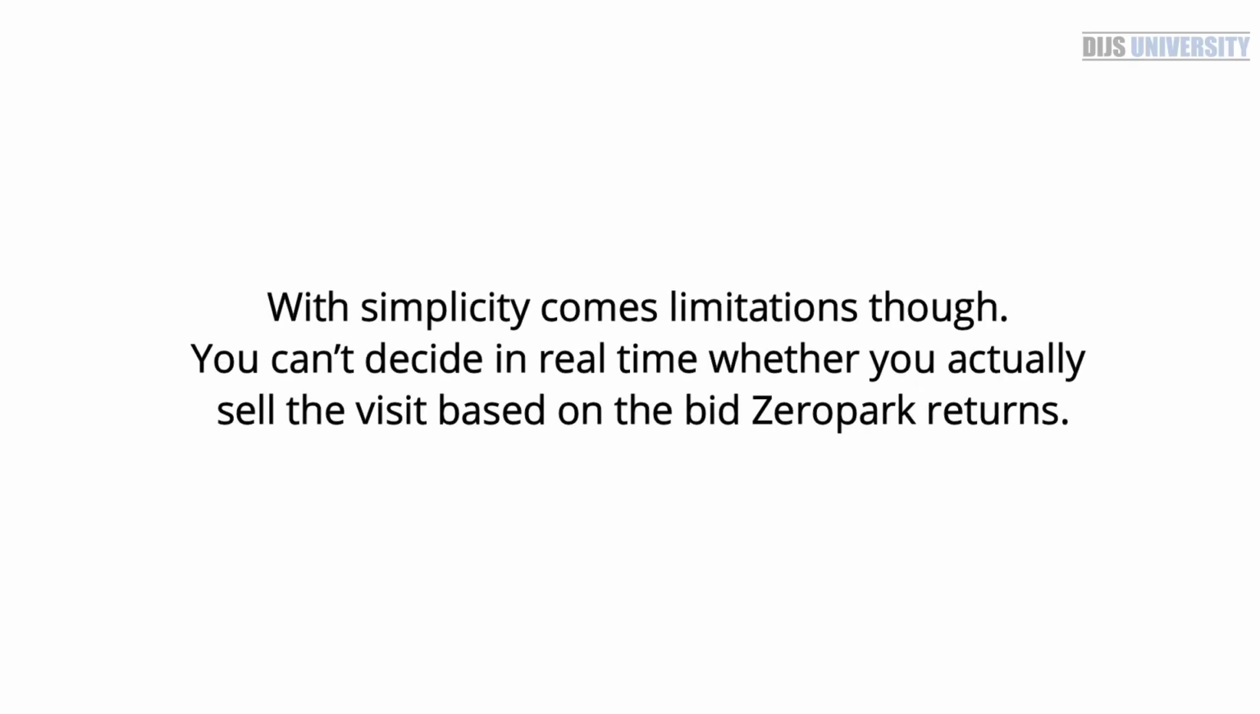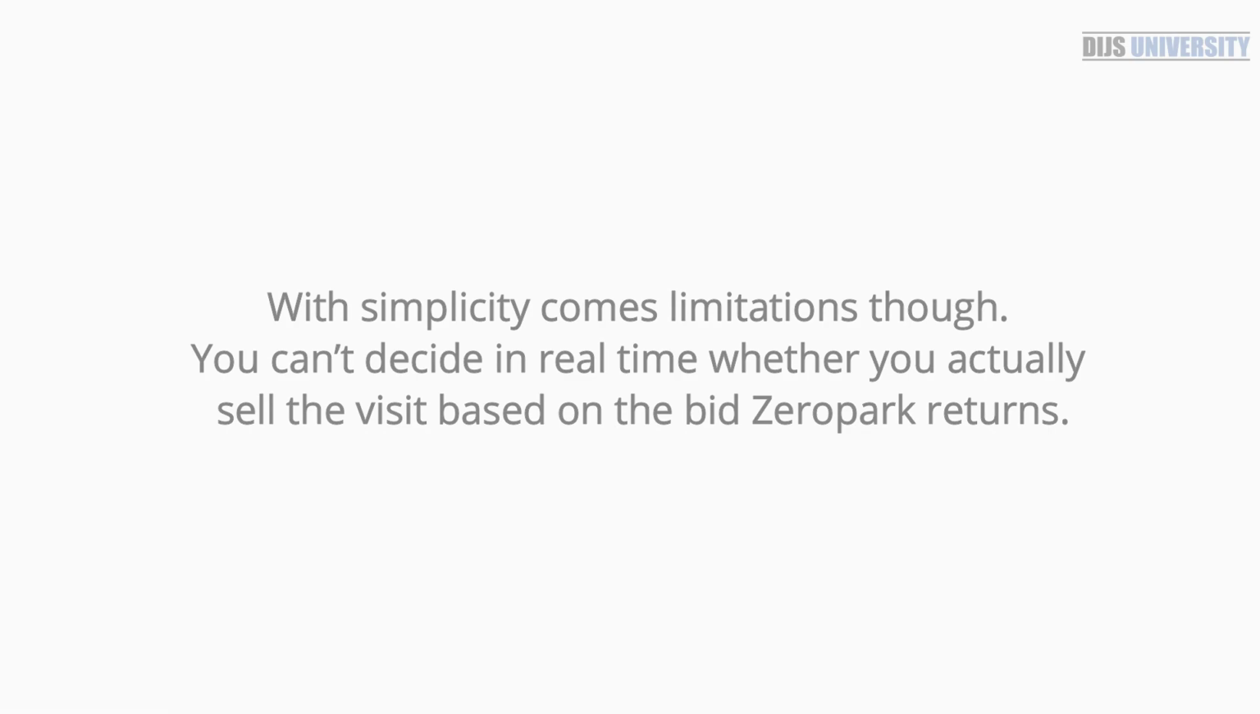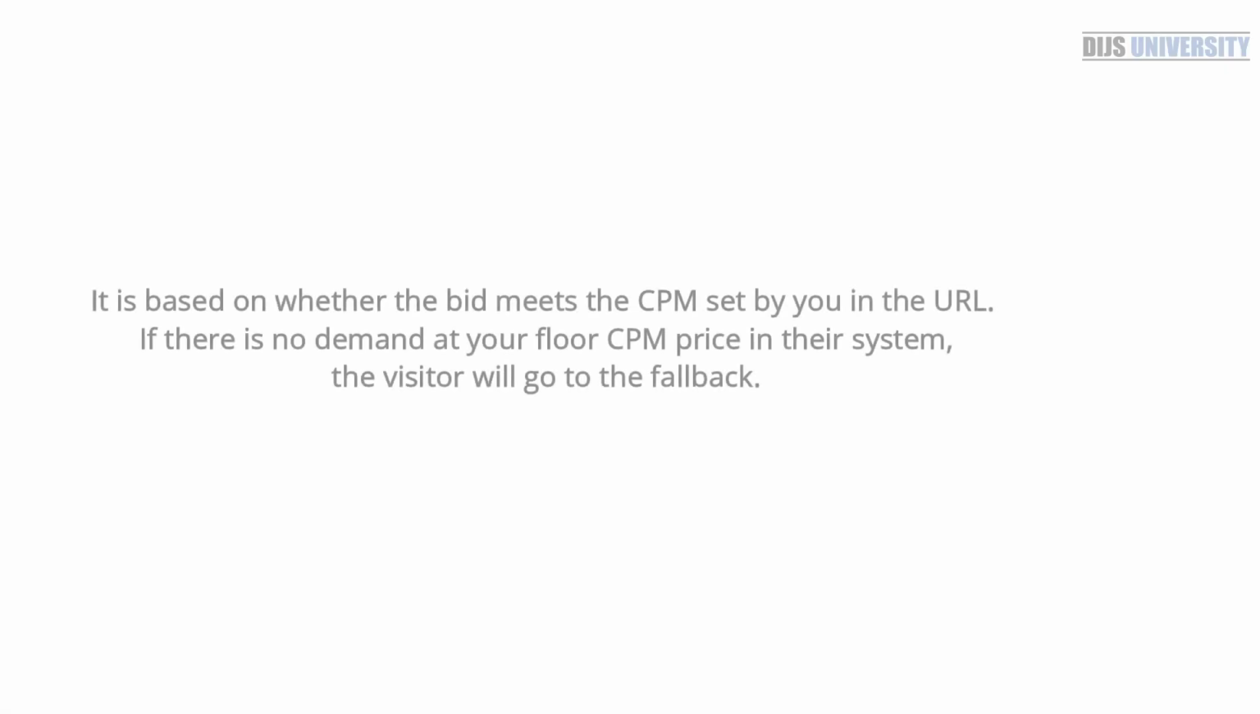So with simplicity comes limitations. You can't decide in real time whether you actually sell the visit based on the bid Zeropark returns. It is based on whether the bid meets the CPM set by you in the URL. If there is no demand at your floor CPM price in our system, then the visitor will go to the fallback. That means that you cannot ask for the price for multiple partners at the same time.